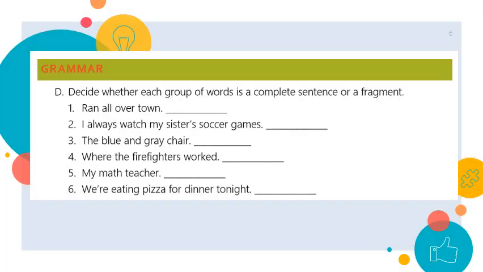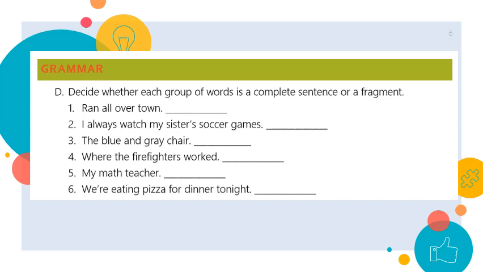Now it's time to start revising the grammar skills. First of all, we're going to start with the complete sentences and sentence fragments. Exercise D. Decide whether each group of words is a complete sentence or a fragment. For sure, you have revised the lecture, which includes a definition for a complete sentence and a fragment. It's not necessary for me to repeat them now. We have just to solve the question and correct it.